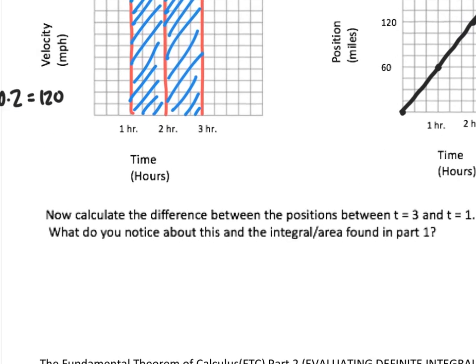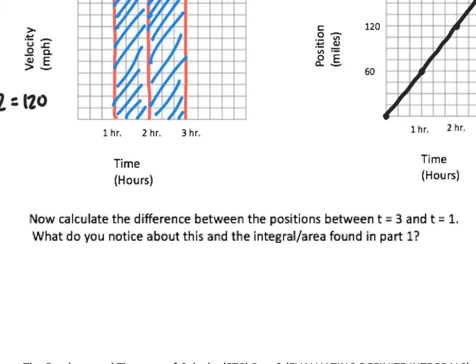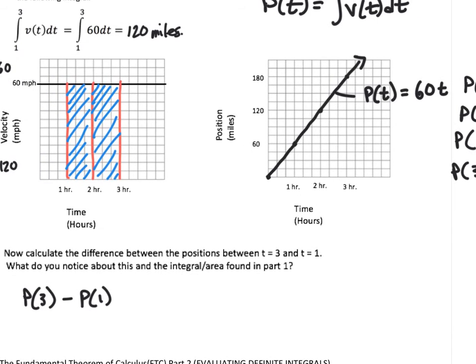Now, what I want to do is calculate the difference between the positions between t equals 3 and t equals 1. And what do you notice about this and the integral / area found in part 1? So what I want to do is take the difference between the positions. So I want to find P of 3 minus P of 1. Now, P of 3, based on our graph, is up here, which is 180. So I'm going to write that this is 180 minus P of 1, which was 60.